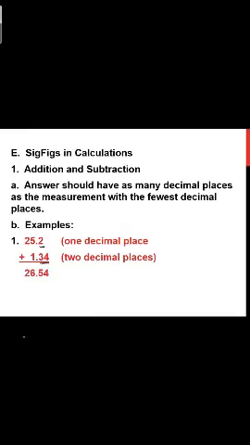So when we add that up, we would get 26.54, but that's not the answer you would want to report to me or put in a lab. You would want to say 26.5. We would only want the 1 decimal place to be able to follow this rule.